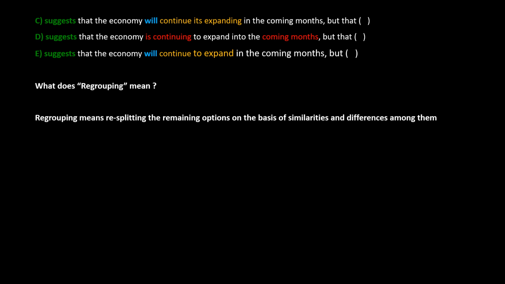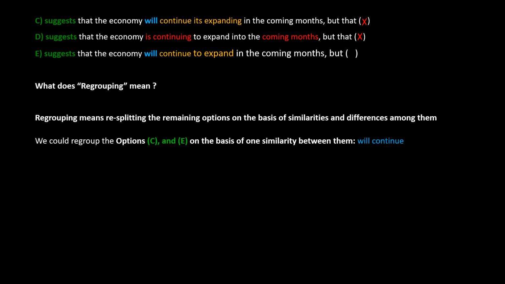We can make C and E one group on the basis of the similarity between them. Will continue, which is future tense. Option D has is continuing, which is the present tense. However, the adverb coming months indicates that the verb must be in future tense. Hence, option D is eliminated.